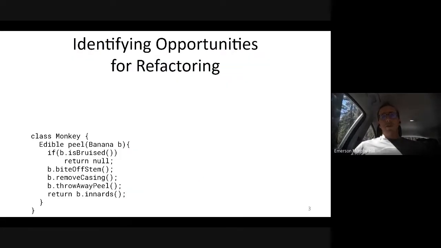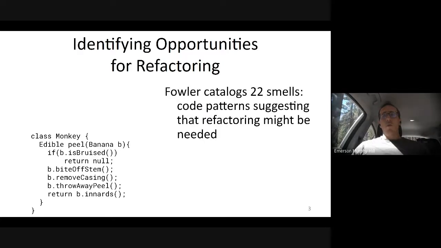So let's take a minute to look back at how people identify opportunities for refactoring. Here's a nice cute class called Monkey that's got a peel method and a bunch of code within it. The canonical way to identify whether this method needs to be refactored, and how and in what part, is what Fowler calls code smells. He catalogs 22 of them in his book, and they're just patterns for suggesting when a refactoring might be needed. Some judgment is required.